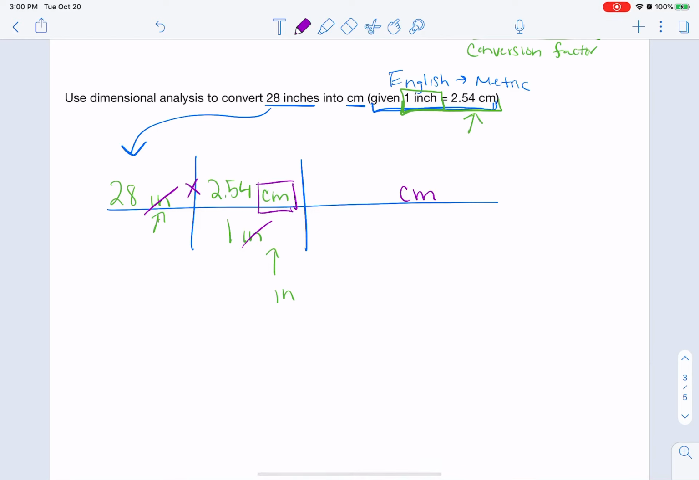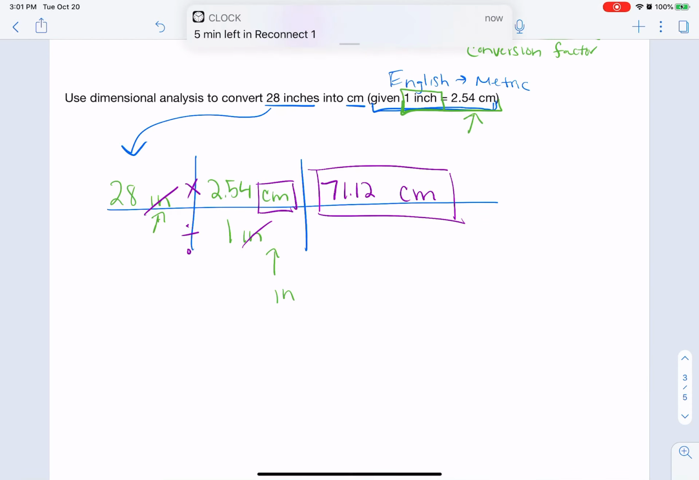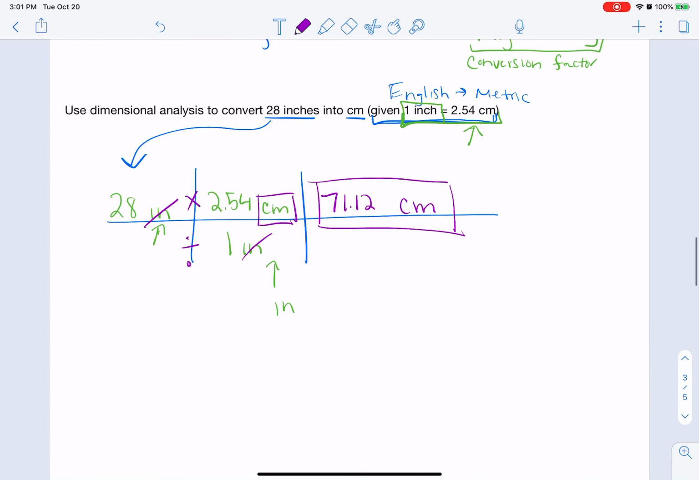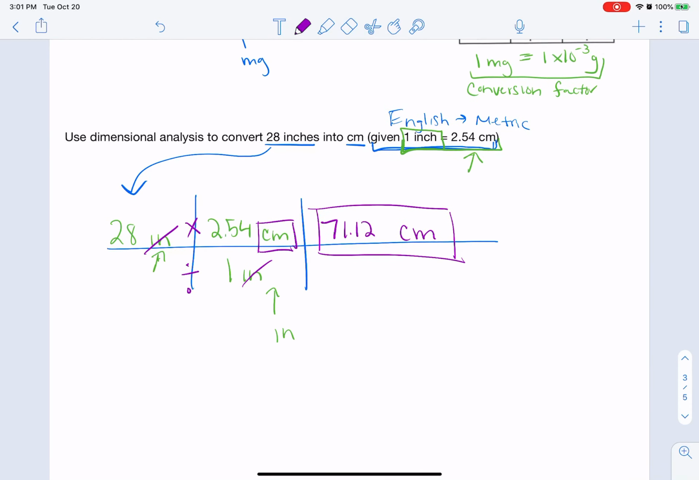So now we multiply by the top and divide by the bottom. So I'm putting in my calculator 28 times 2.54 divided by 1. And I get an answer of 71.12 centimeters. And that's my final answer. Again, we put in our given value, we used our conversion factor and put it in so that the top and the bottom canceled. We multiply by the top and divide by the bottom.